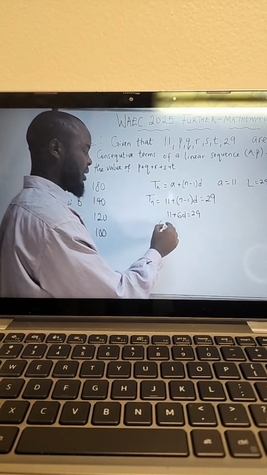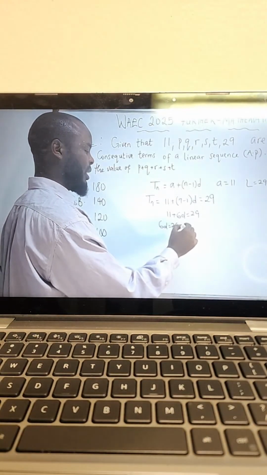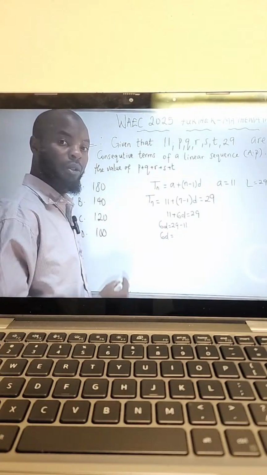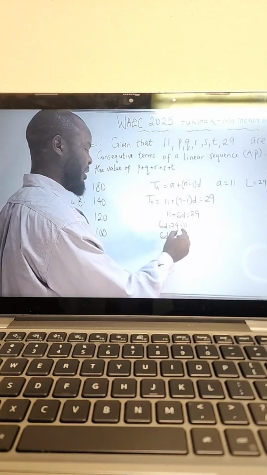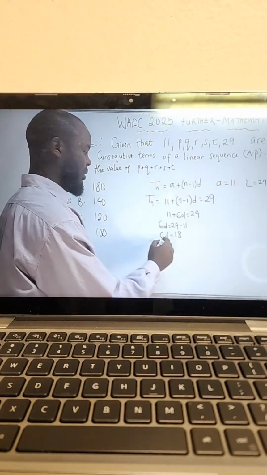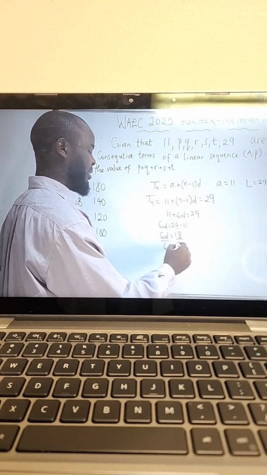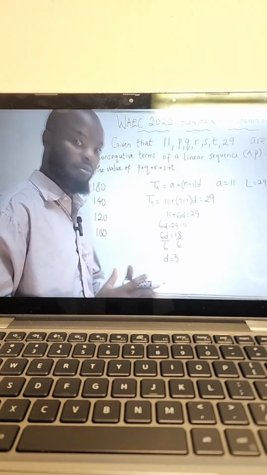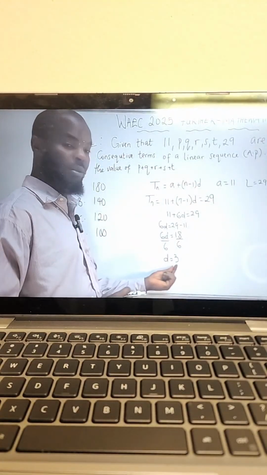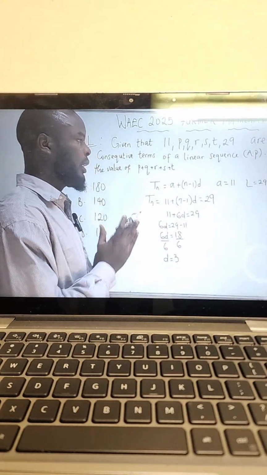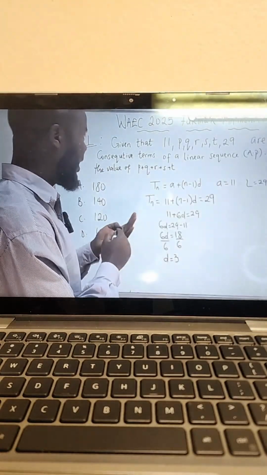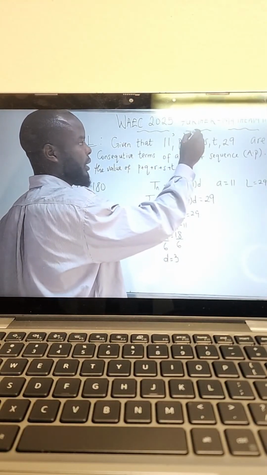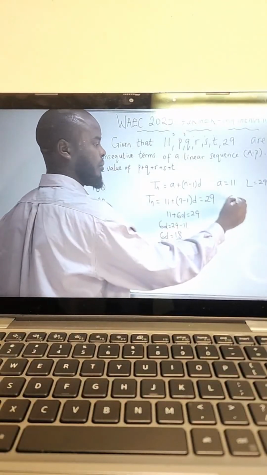Simplifying further, we have 6d equals 29 minus 11, which is the same thing as 18. Dividing both sides by 6, my common difference d is 3. Now, this is easy. We know the common difference to be 3, and for the arithmetic progression, they have the same common difference. That is, the common difference here is 3, 3, 3, 3, 3.